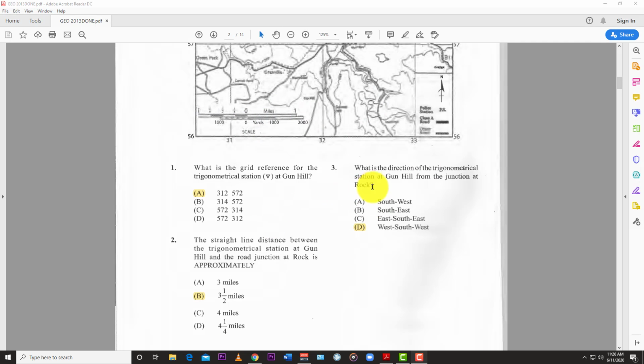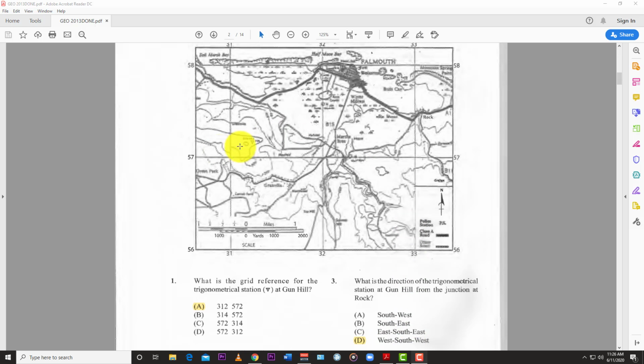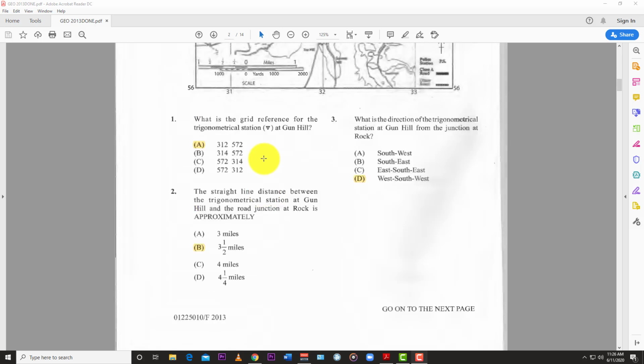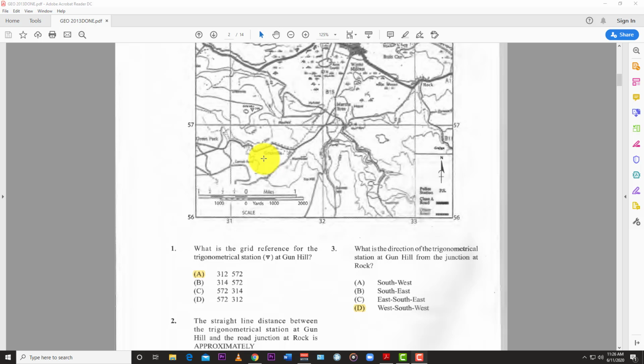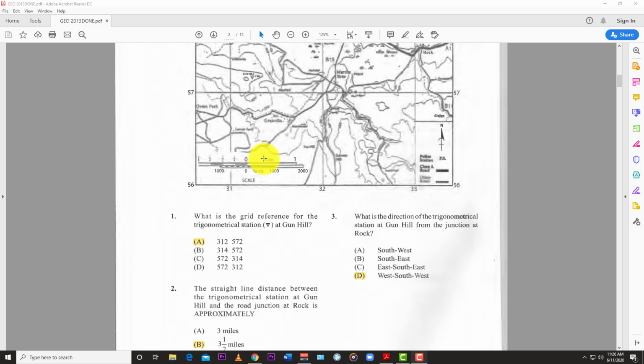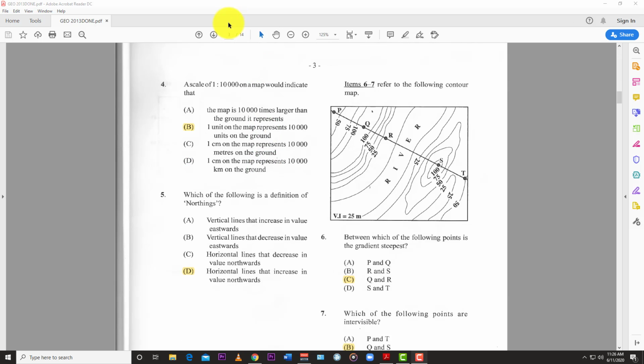Number 3, what is the direction of the trigonometrical station at Gun Hill from the junction at Rock? The answer is D, west southwest. West southwest will be somewhere going west while going down, so it's somewhere down that side. That's it for that map. Like I said, get a clearer copy so you can work backwards and get the answers a little better.